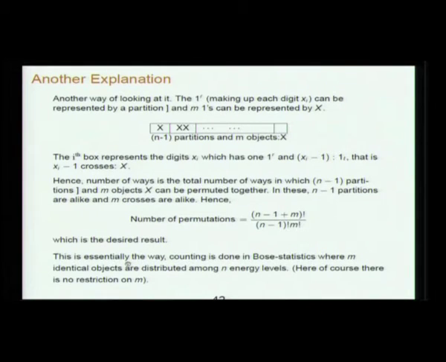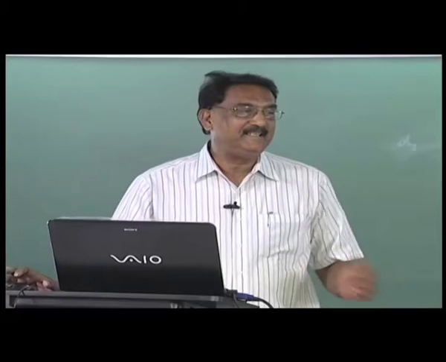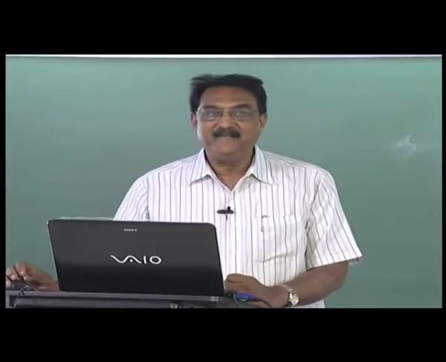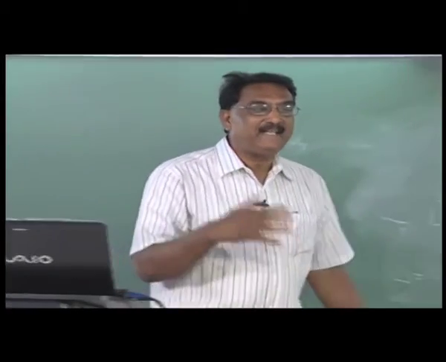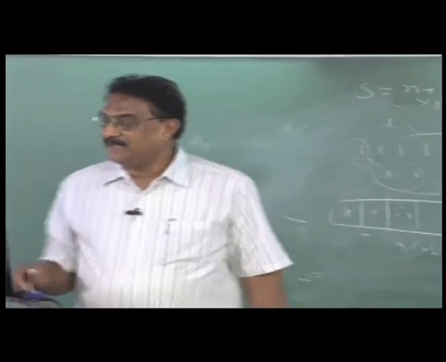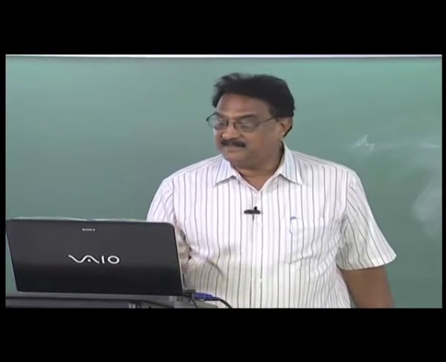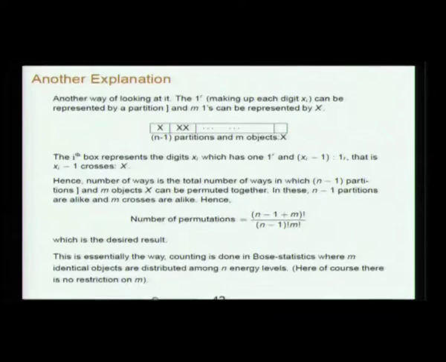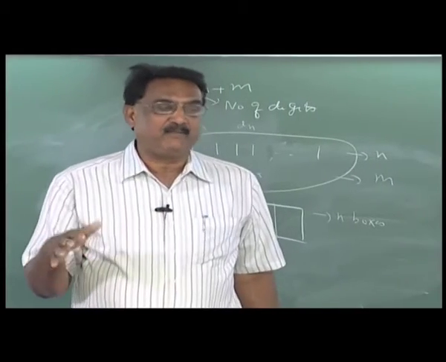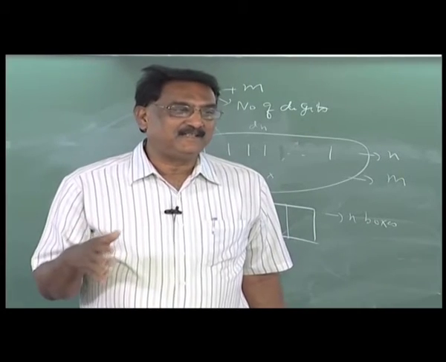This is essentially the way counting is done in Bose statistics, where m identical objects are distributed among n energy levels. Suppose n corresponds to energy levels and m identical objects are there, then how many ways are there of doing it. Of course, here there is no restriction on m for Bose statistics.